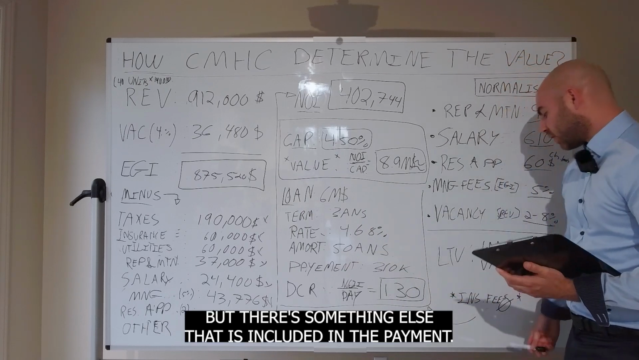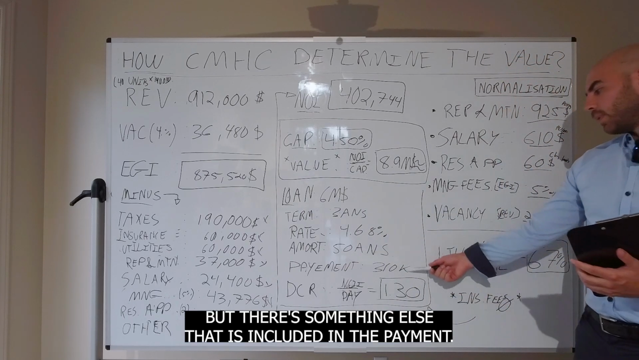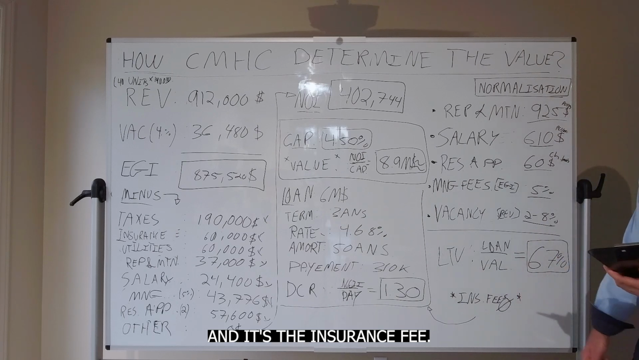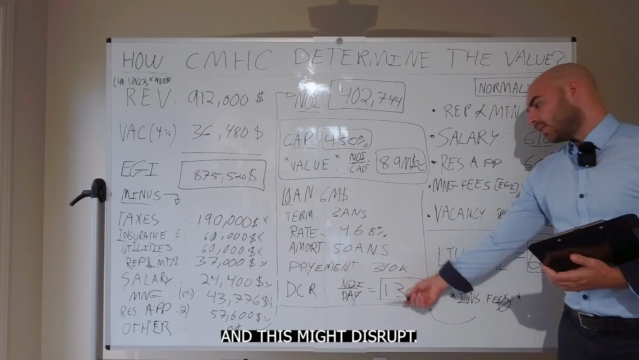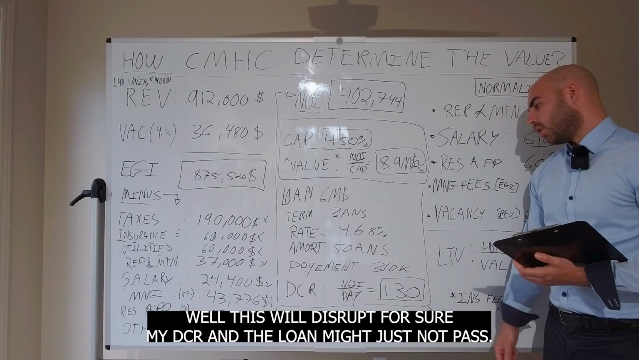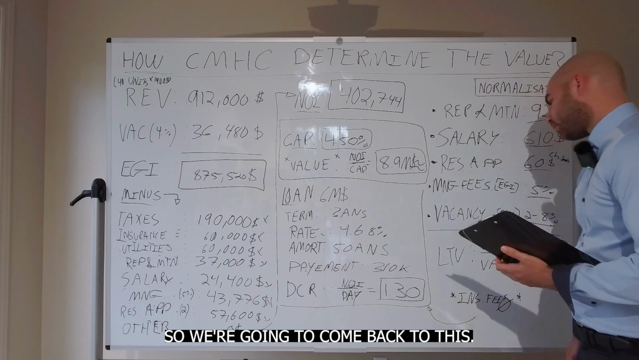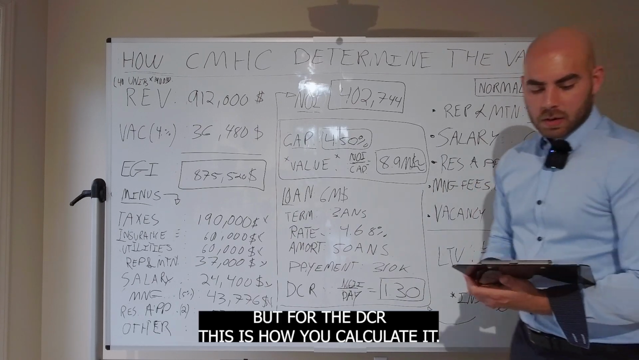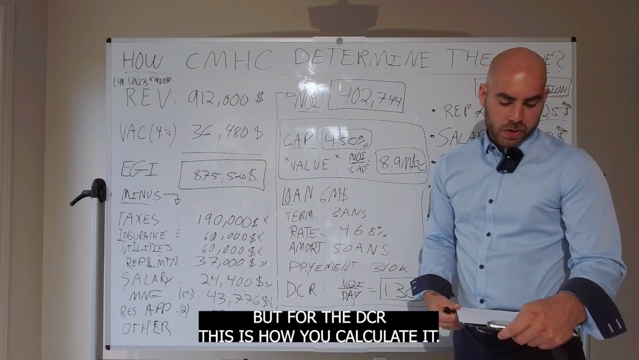But there's something else that is included in the payment, and it's the insurance fee. And this might disrupt, well, this will disrupt for sure my DCR, and the loan might just not pass. So we're going to come back to this. But for the DCR, this is how you calculate it.